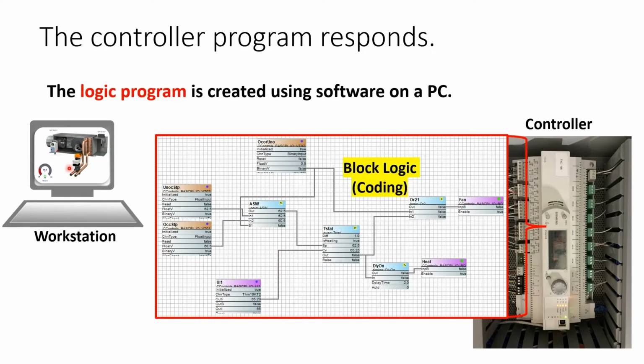The controller is programmed to respond to the input it receives. The program stored on the controller is created using a PC or other type of workstation interface. Oftentimes, this programming, a type of coding, is done using block logic in building automation systems. We won't spend a lot of time on block logic coding in this introductory class. More advanced building controls and information technology classes teach you how to code automation control logic.